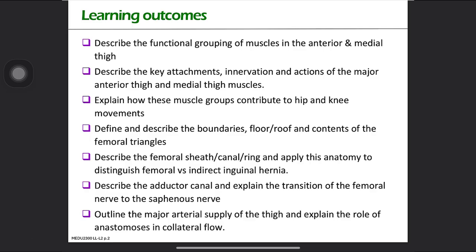We focus on the anterior and the medial thigh and also some of the key attachment and innervation, etc. And also we need to know about the femoral triangle, very important transition zone. And then some important structure inside, which is the femoral sheath, the shaft and the canal and the ring, okay? And then talk a little bit on the femoral hernia, okay?